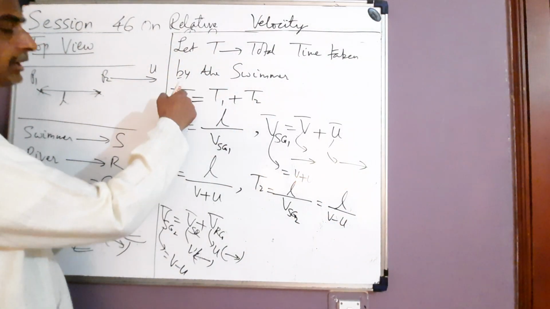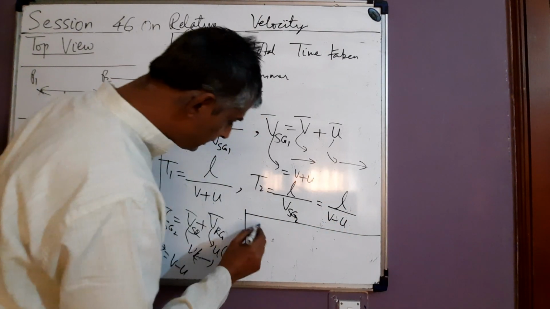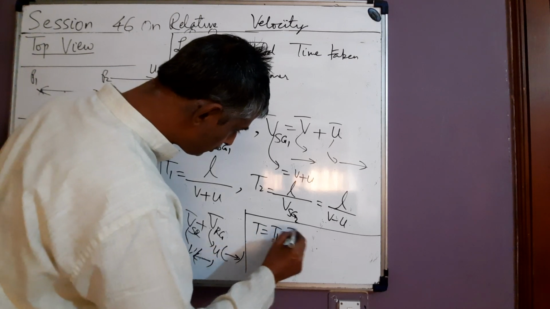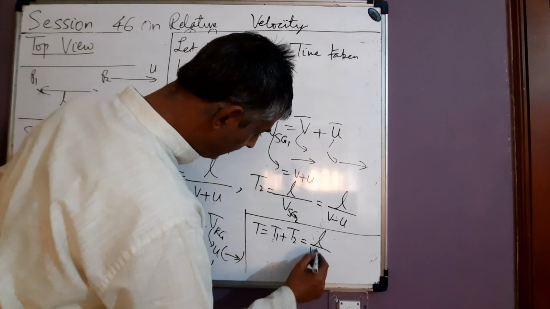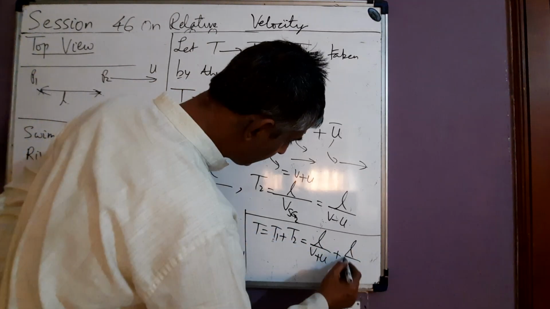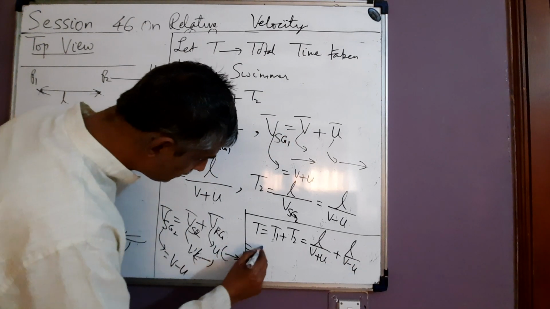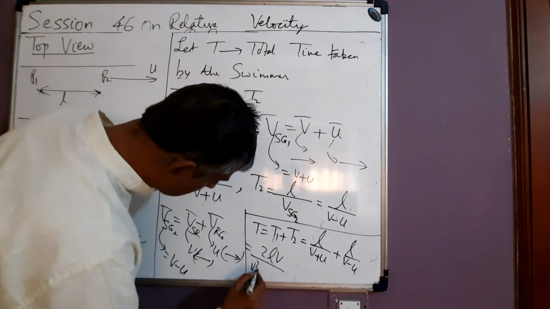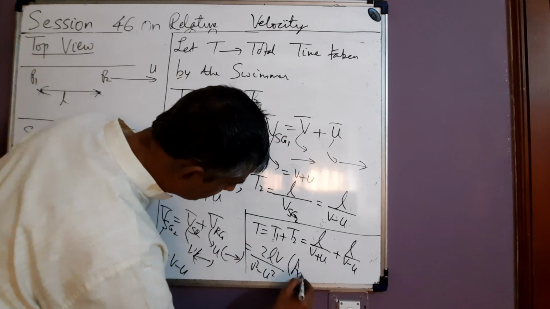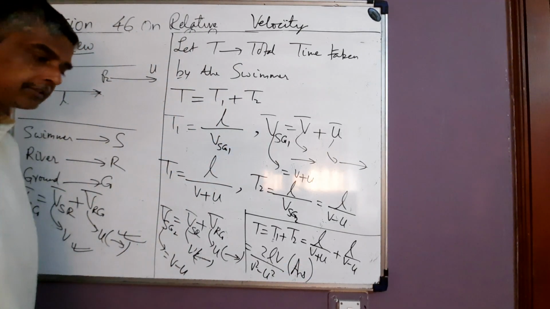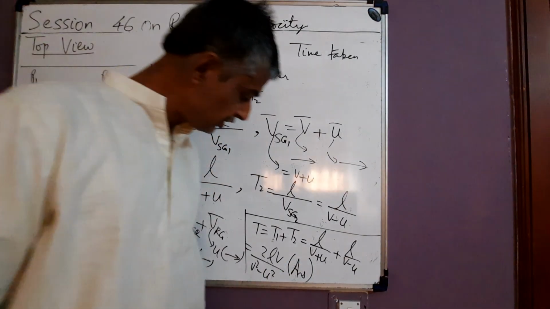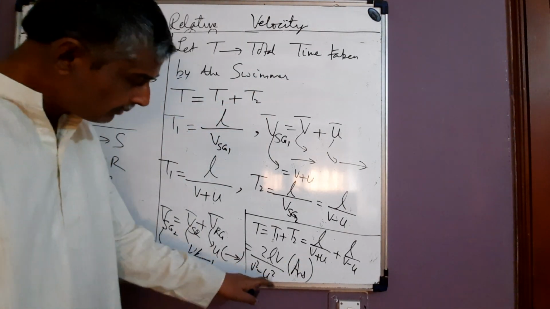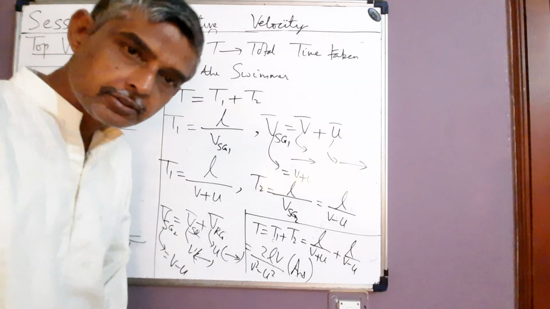If we add these two, we get T. So T is equal to T1 plus T2, which is L by V plus U plus L by V minus U. That becomes 2LV by V square minus U square, which is the required answer. So the time taken by the swimmer for the complete journey will be 2LV by V square minus U square.